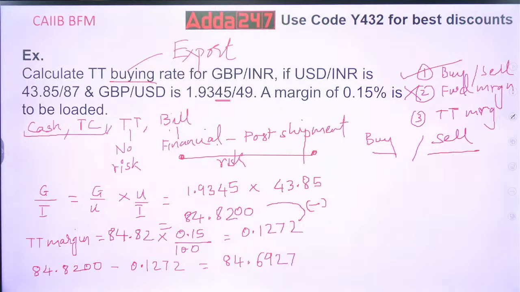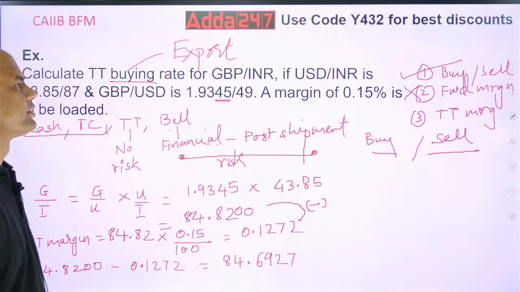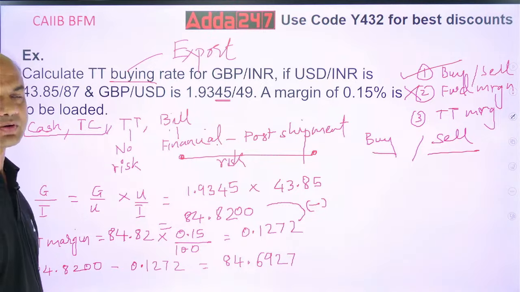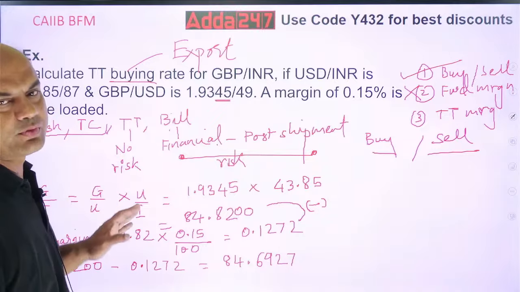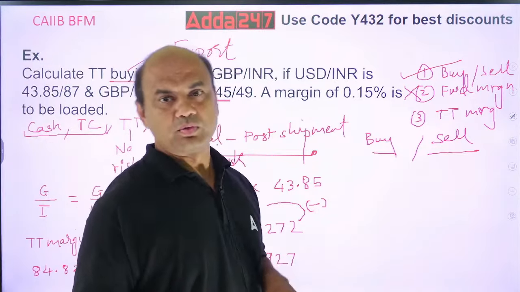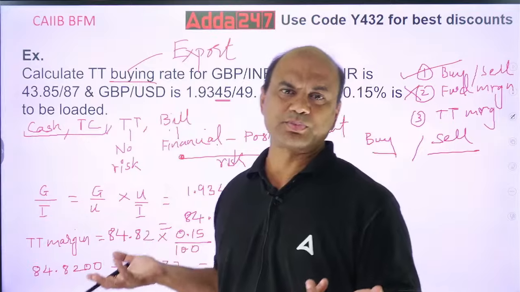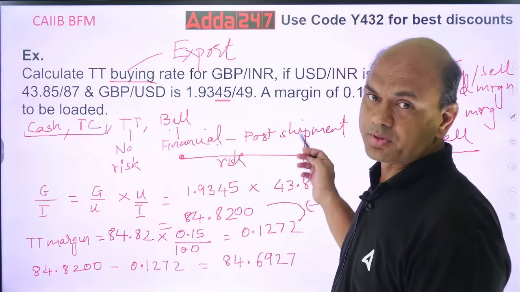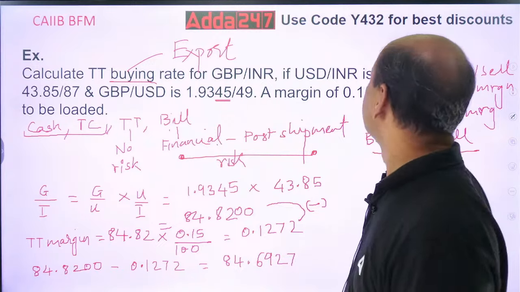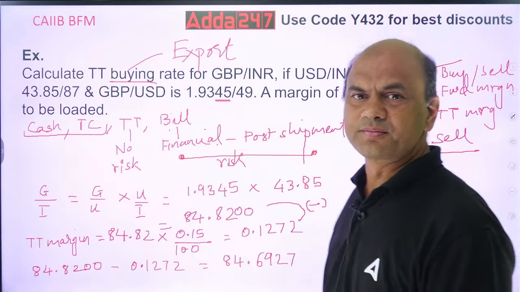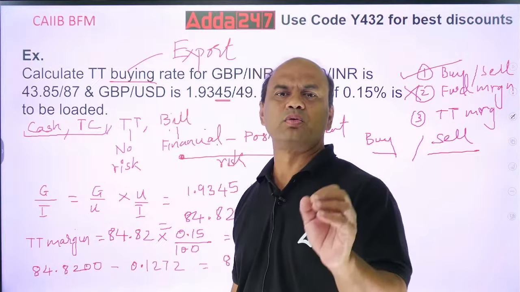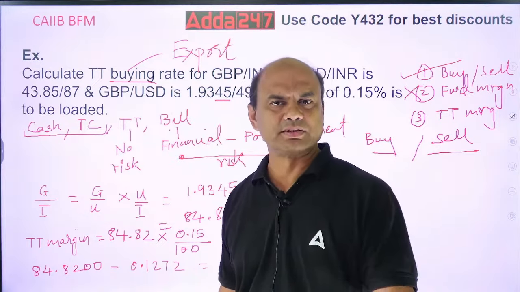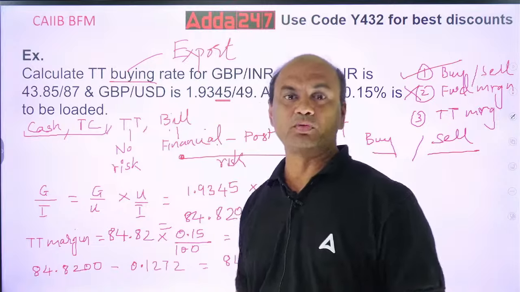So it is in spot, correct? The transaction is done in spot over here. Because spot means what? Right now. Today only the transaction is being done. That is called a spot. So if it is done in spot, what is the forward margin then? There is no forward margin. Zero. Simple.